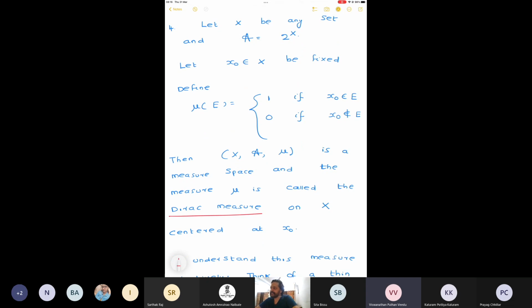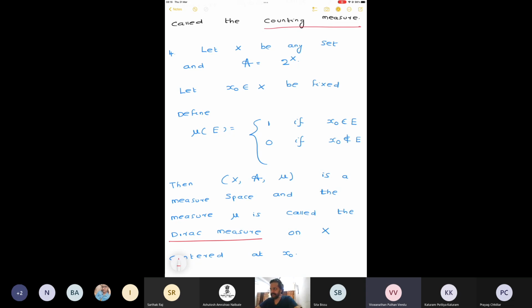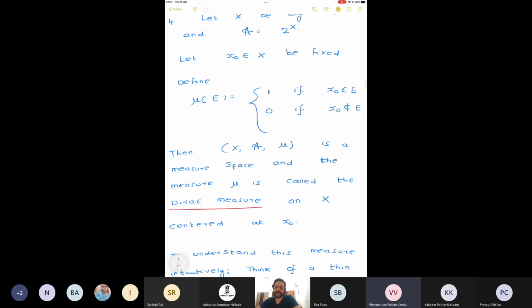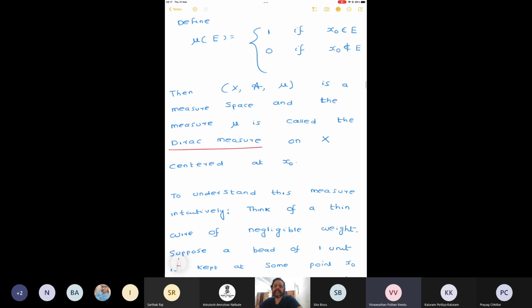And how do I define the measure of a set? Let E be the set you want to measure, and I want to define mu of E. I will define mu of E as 1 if this fixed element X naught is in E. If X naught is not in E, I will define mu of E as 0. This is the way in which I define my measure. And now you can see that the triplet X, A, mu satisfies all requirements of a measure space. This measure has a special name. It is called the Dirac measure on the set X centered at X naught.